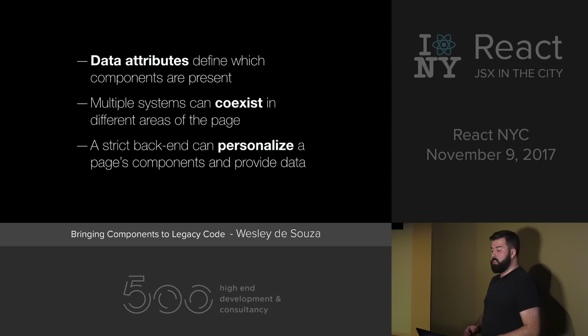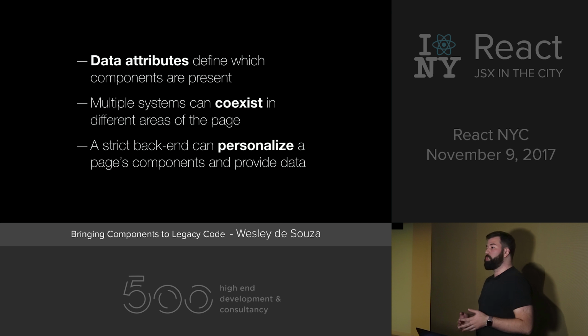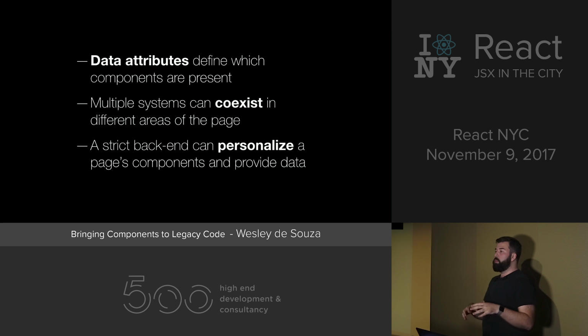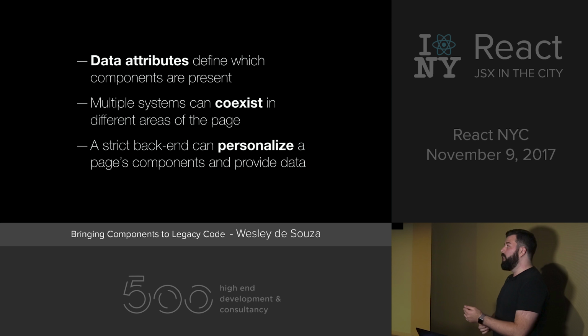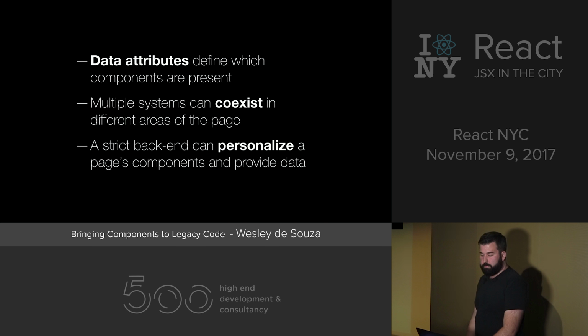So in the end, data attributes are defining what needs to happen in the page, which components are present, what I need to do. And with this, you can have multiple systems running at the same time. You don't need to be worried about that. And if you have a strict backend, it can still personalize and mix and match the components that are on the page. So if you have a product page and the client wants to put a gallery instead of description, they can change that very easily using that system that they bought already.